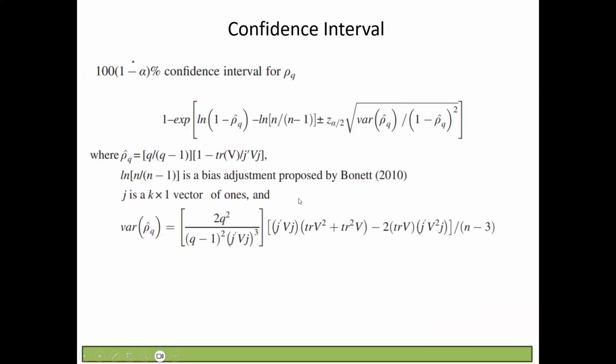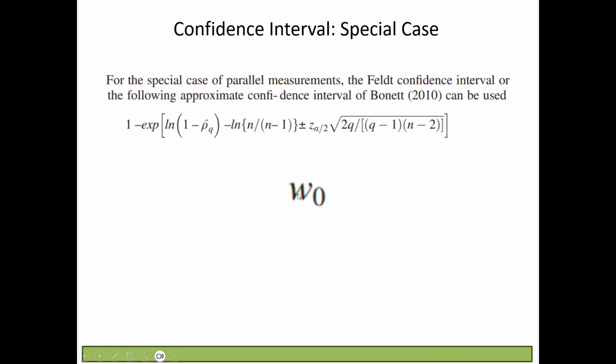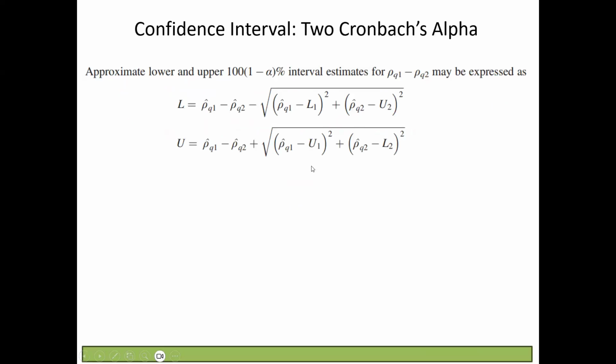This is how we calculate the confidence interval for Cronbach alpha. It is a little bit complicated, and I will provide you the Python code also. In the special case of parallel measurement, this is the confidence interval described by Bonett in a 2010 publication. And in my Python code, we will calculate this and assign it to the W0 parameter. This is the confidence interval in the case of two Cronbach alphas, that is, the difference between two Cronbach alphas.